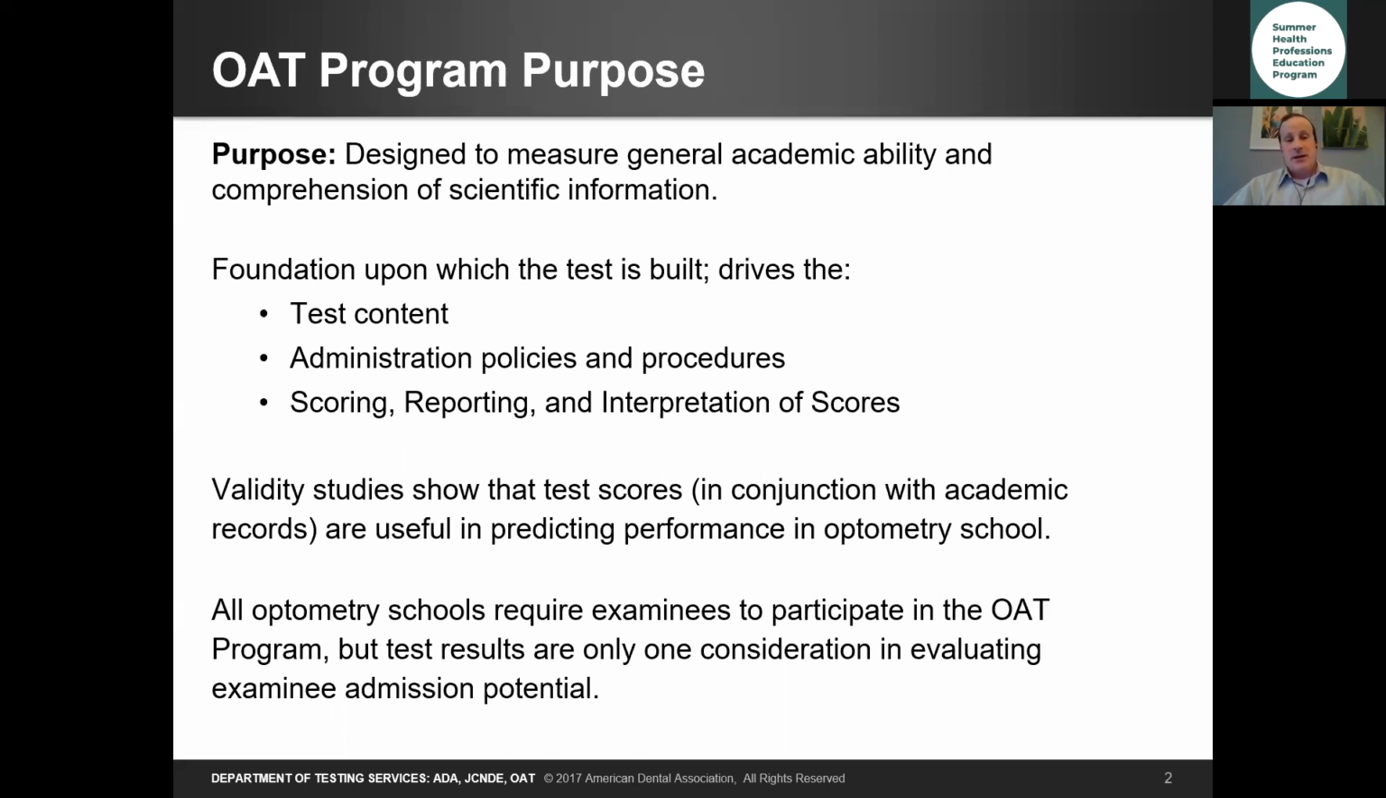That said, even though all the optometry schools do require students who are applying to take the OAT, the score is not the only measurement tool that they use to make admissions decisions. So there aren't necessarily cutoff scores through which you are guaranteed admission into an optometry school just because you performed that well on the OAT.